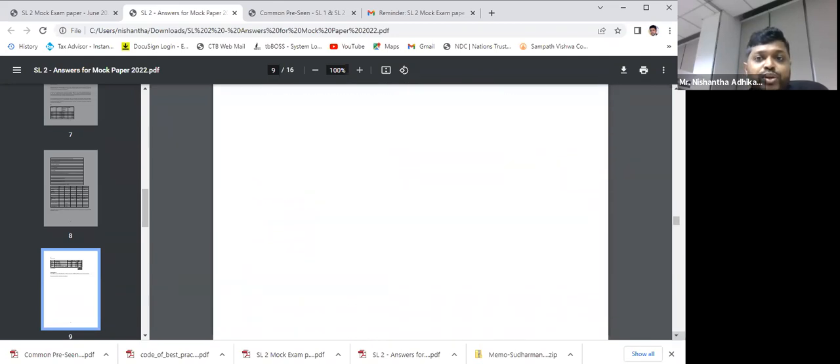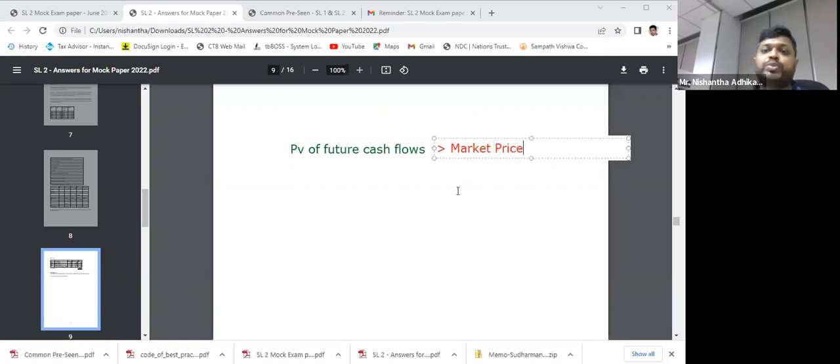When you do this kind of computation, what you have to calculate is the present value of future cash flows. Then if the present value of future cash flows is greater than the market price, the decision should be that you have to purchase the shares, because the market price of the share is undervalued. You have to buy the shares, right?